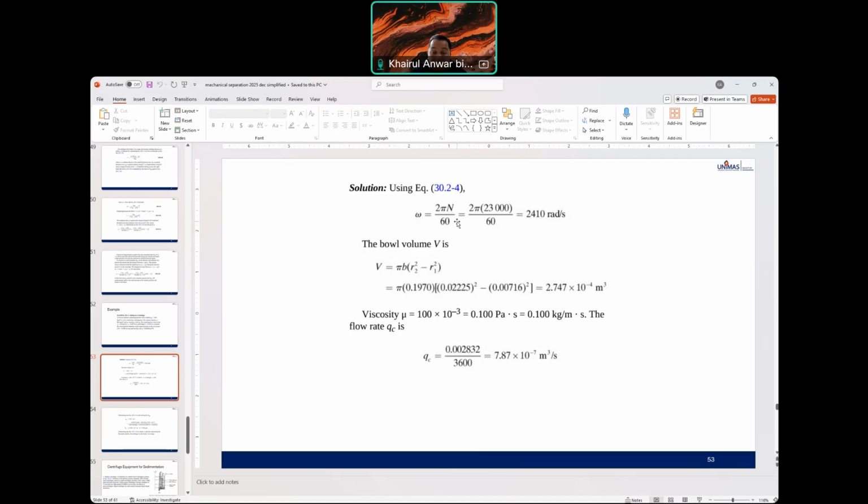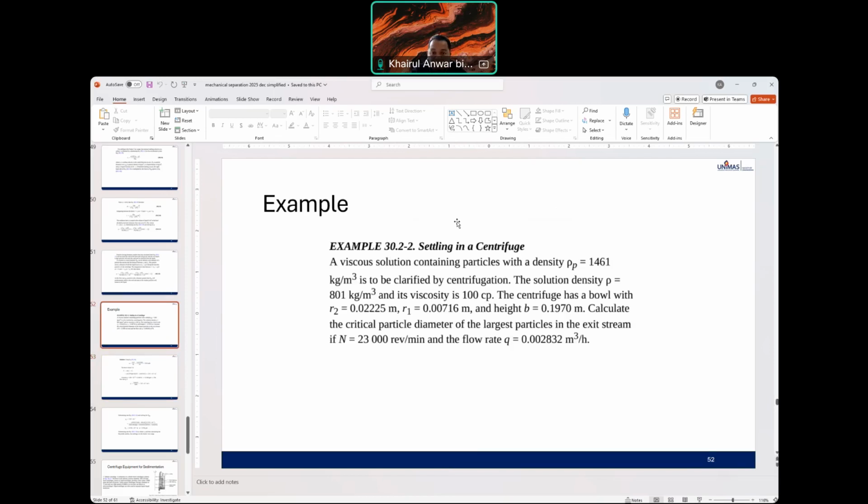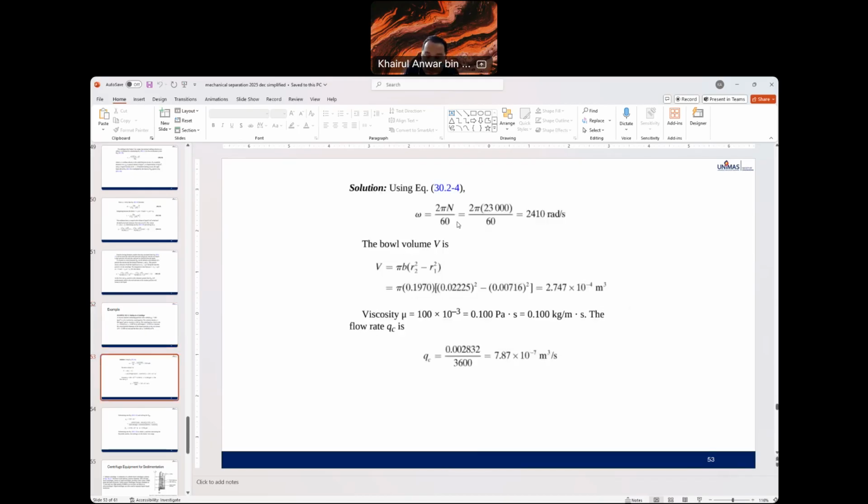So what is R1, R2? R2 is from the center to the bowl. R1 is from the center to the first layer of the liquid. And it's 100 centipoise, viscosity mu. Is it water? Oh, they didn't say, that is given in the question. The flow rate QC is 7.87.